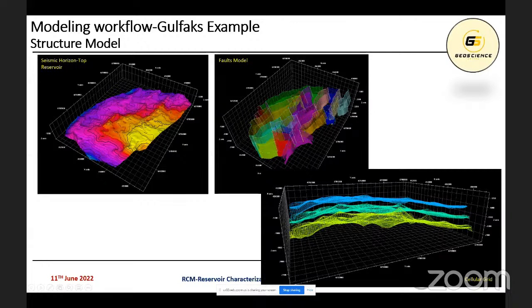Okay, I'm showing you here some examples of a structure model from the Gulfaks example. It's available on the net. You can just type Gulfaks model and you will get a lot of pictures. So this is an example of the structure model, where we have a seismic horizon, which is the top of the upper Cretaceous. Then we have the fault model. This is how we model the reservoir. Then we have the skeleton, or the cellular grid.